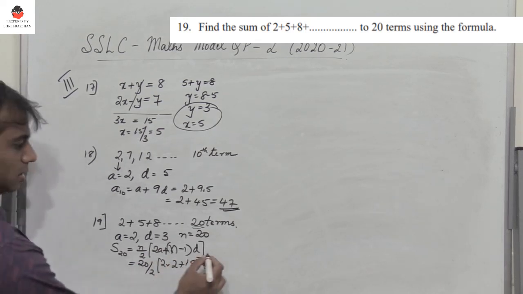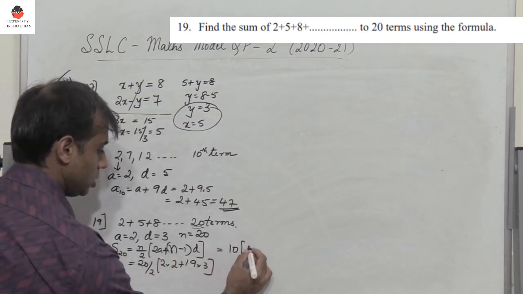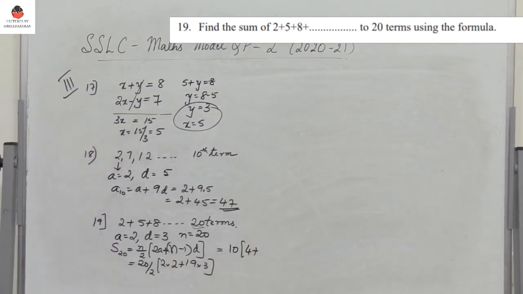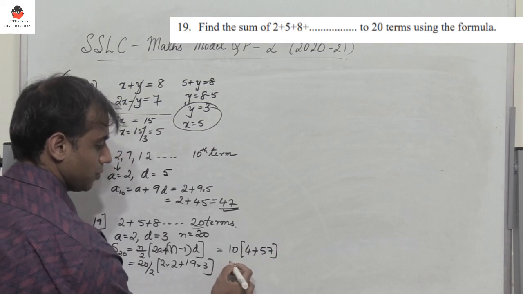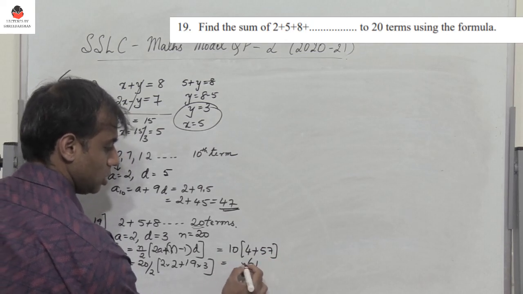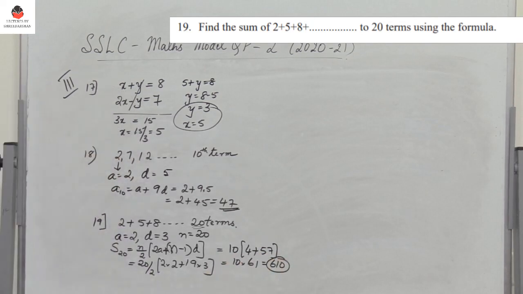So what do we get? So I get the value as 10. So 20/2 is 10 × (4 + 19 × 3). So 19 × 3 is 57. So 57 + 4 is 61, × 10. So the answer is 610. So 610 is the answer.